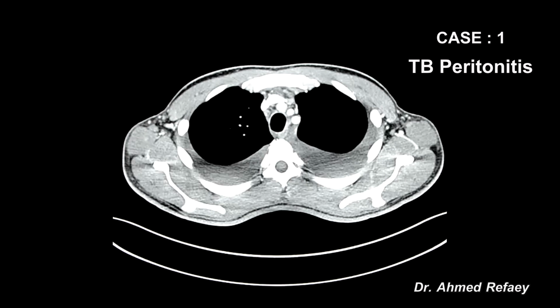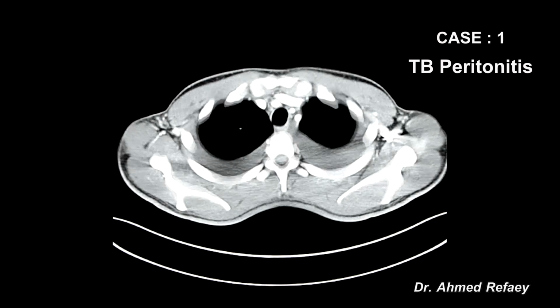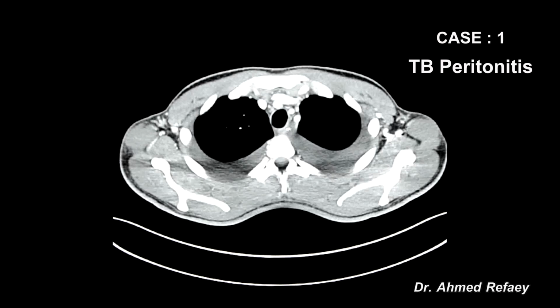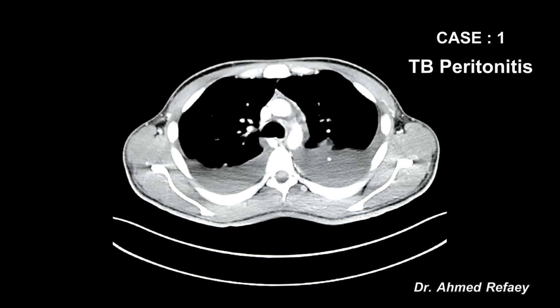This one is the brachiocephalic vein, left brachiocephalic vein, and this one is the superior vena cava. This is the trachea here, and the esophagus posterior to the trachea. In this image, we can appreciate here we have marked bilateral pleural effusion. This is right pleural effusion here, and this one is the left pleural effusion here.